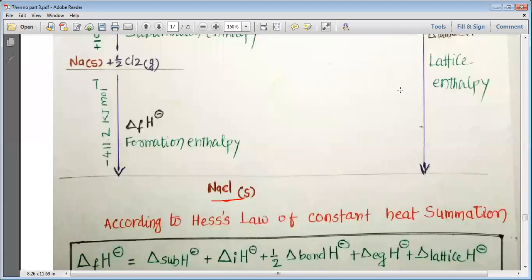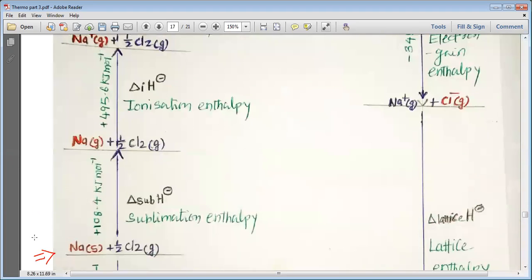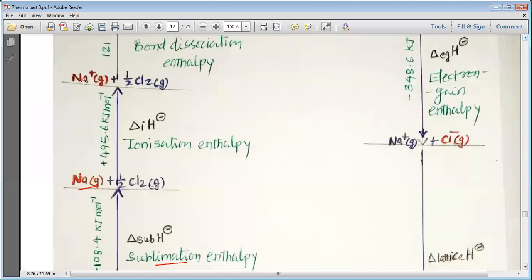So this NaCl, how is it formed? We start from here, my dear students: first we take sodium solid and chlorine gas. This sodium solid is first converted into sodium gas by the process of sublimation. During this process, energy is required, and that is why we have an upward arrow. Then this sodium gas is converted into sodium plus gas, that is, ionization takes place, and again for ionization we need energy, and that is why the arrow is going up.